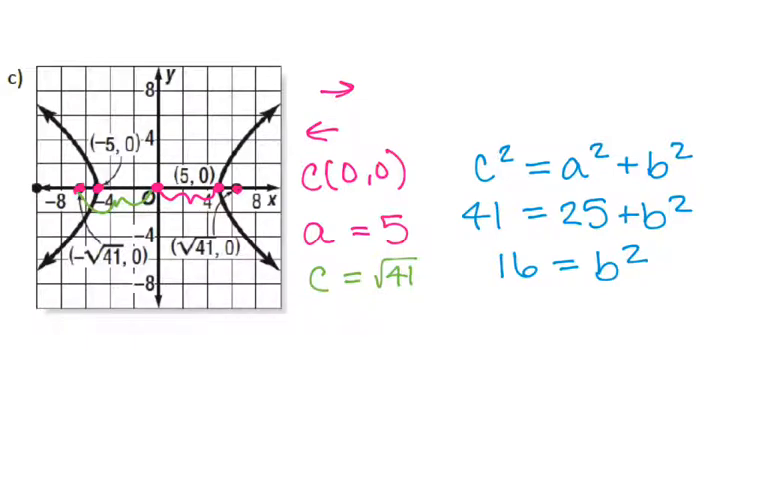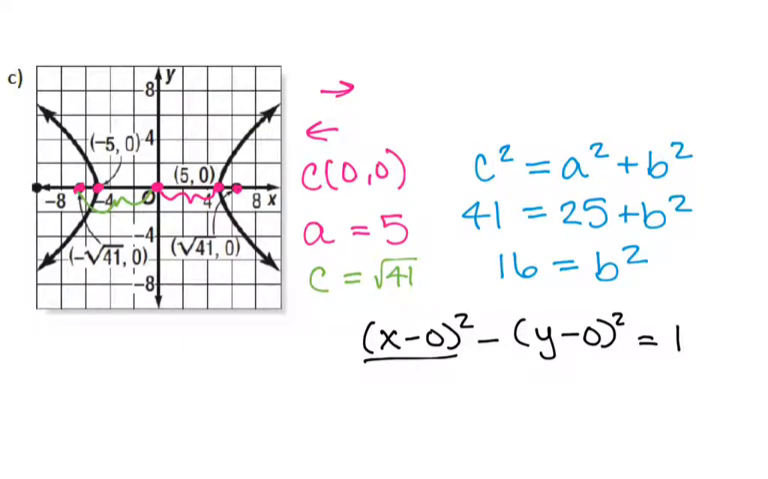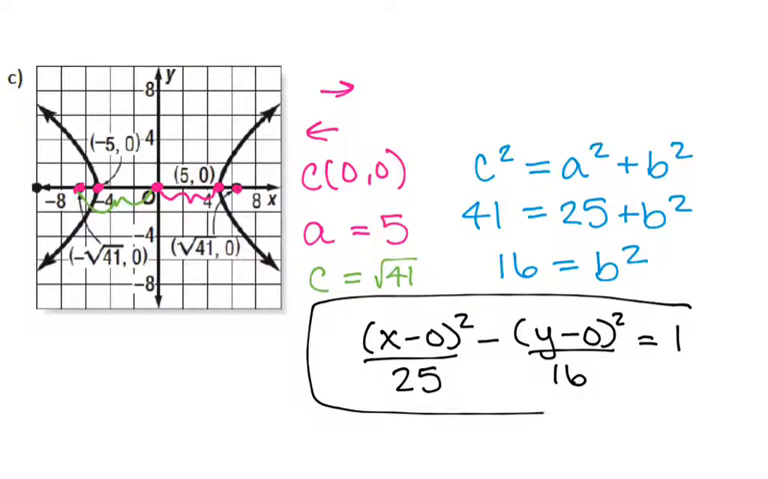All right, so since I have hyperbolas that are opening left and right, that means my x comes first. So I have x minus 0 quantity squared over 25, minus y minus 0 quantity squared over 16, equals 1. And you're more than welcome to just write that as x squared minus y squared. But I have to show you all the pieces. And then for hyperbolas, a squared comes first, b squared comes second. And there is your equation in standard form.